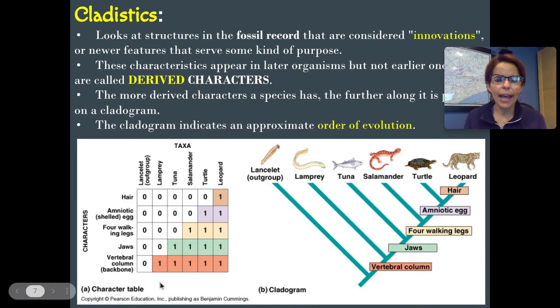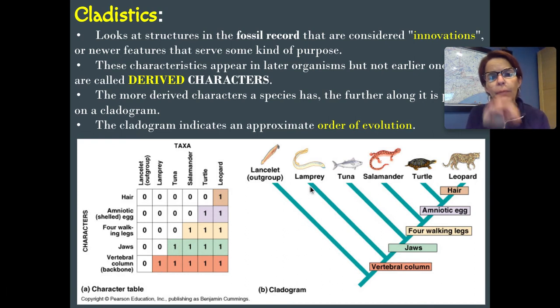The lamprey has one of those things. It has a backbone. So we say, okay, the lamprey is next. The tuna has 2 of them. The salamander has 3 of them. The turtle has 4 of them. And the leopard has all of those innovations, all of those derived characters. So we say the leopard arrived most recently. It's the youngest species on this timeline.